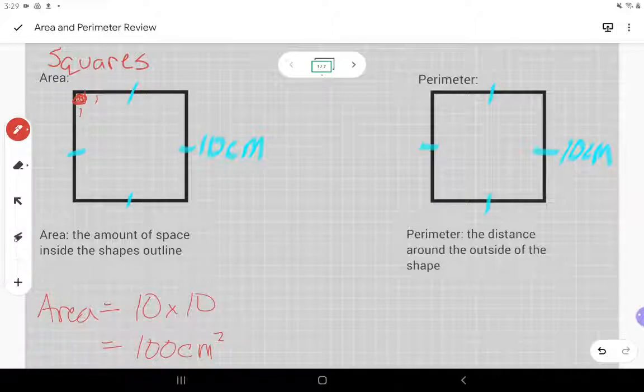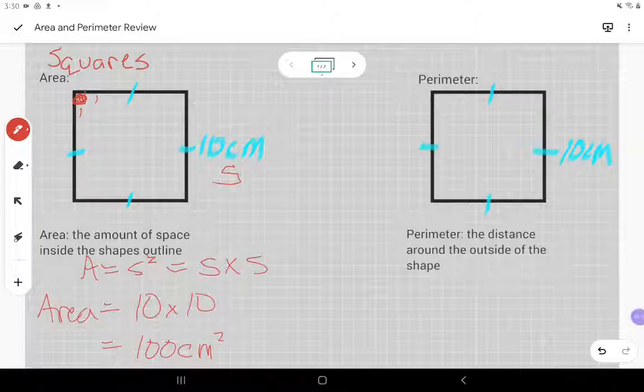Now, when I'm looking at area of a square, notice how I went 10 times 10. And what we tend to say with a square is we call the side length S, just to stand for side length. And so the formula we use is the area is equal to side length squared. And we give it that exponent of 2. And like we talked about in our last topic, that really just means side length times side length.